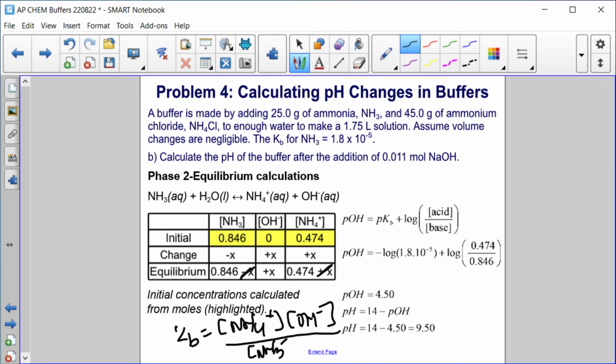But I have chosen instead to use the Henderson-Hasselbalch equation, where pOH is the minus log of the Kb plus the log of the acid, 0.474, over the base, 0.846. And again, the initial concentrations are calculated from the moles in the previous slide. So that gives me a pOH of 4.5 and a pH of 9.50.